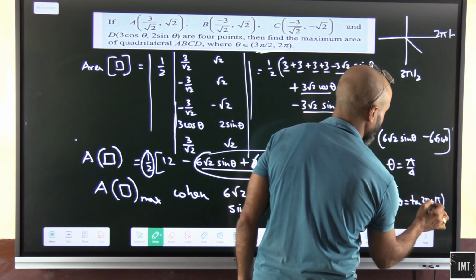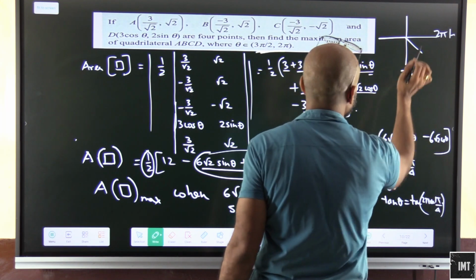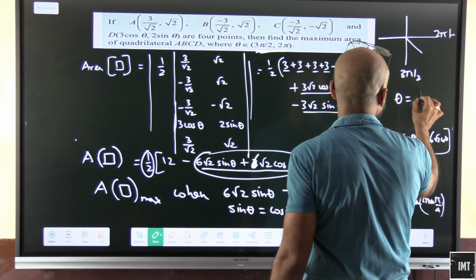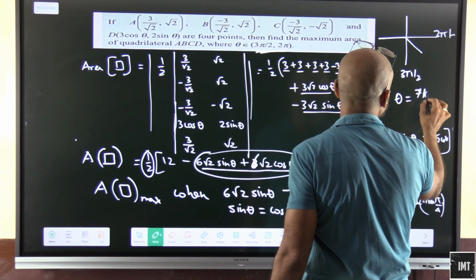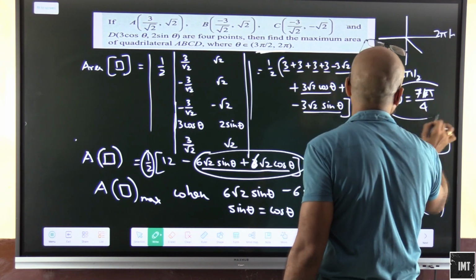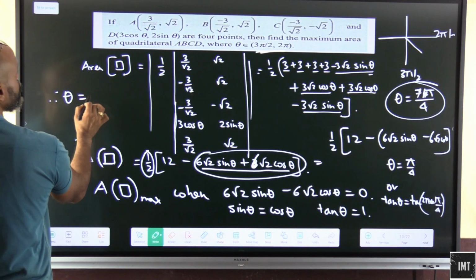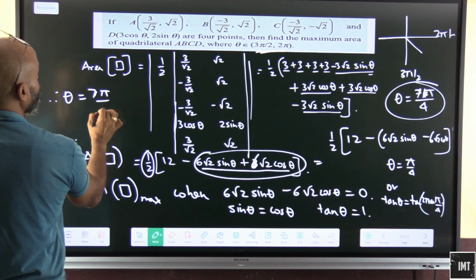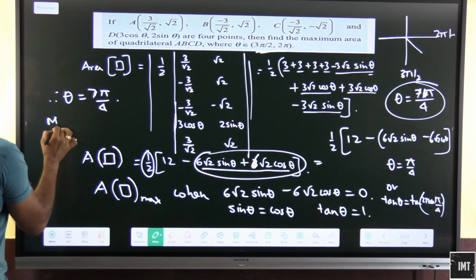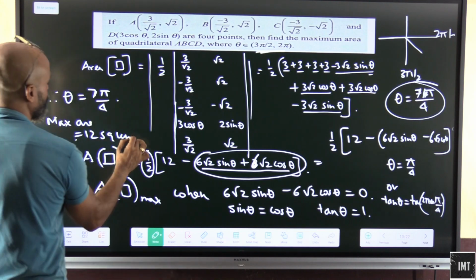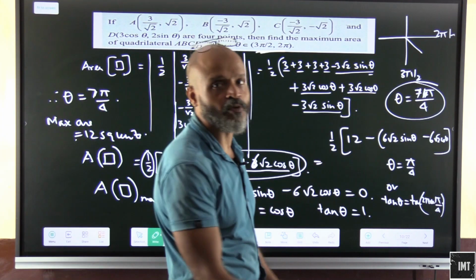2 pi minus pi by 4. So this is in the second quadrant, this is in the third quadrant. So theta will be equal to 8 pi minus, this will be 7 pi by 4. Since this is in this quadrant, 7 pi by 4. Therefore theta has to be 7 pi by 4. And what will be the maximum? Maximum area here will be equal to 12 square units. Maximum area will be 12 square units.